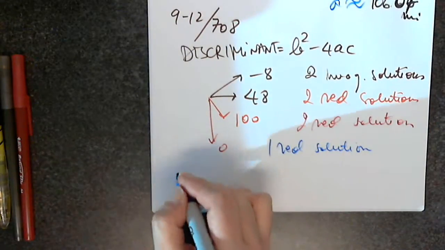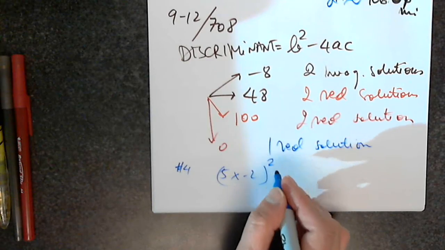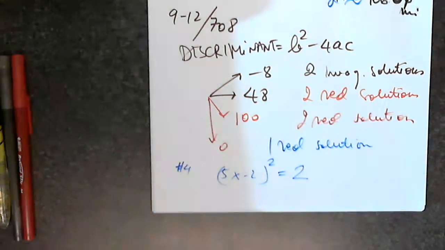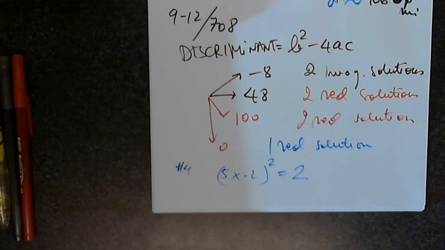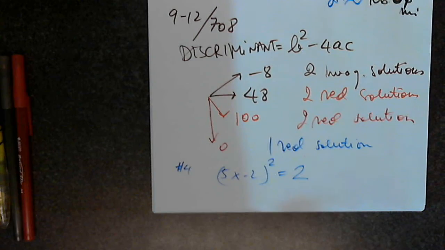Okay, I would like to also look at problem 4. 5x minus 2, everything squared equals 2. Let's solve this equation. And can anyone in particular tell us what method will you use to solve this?